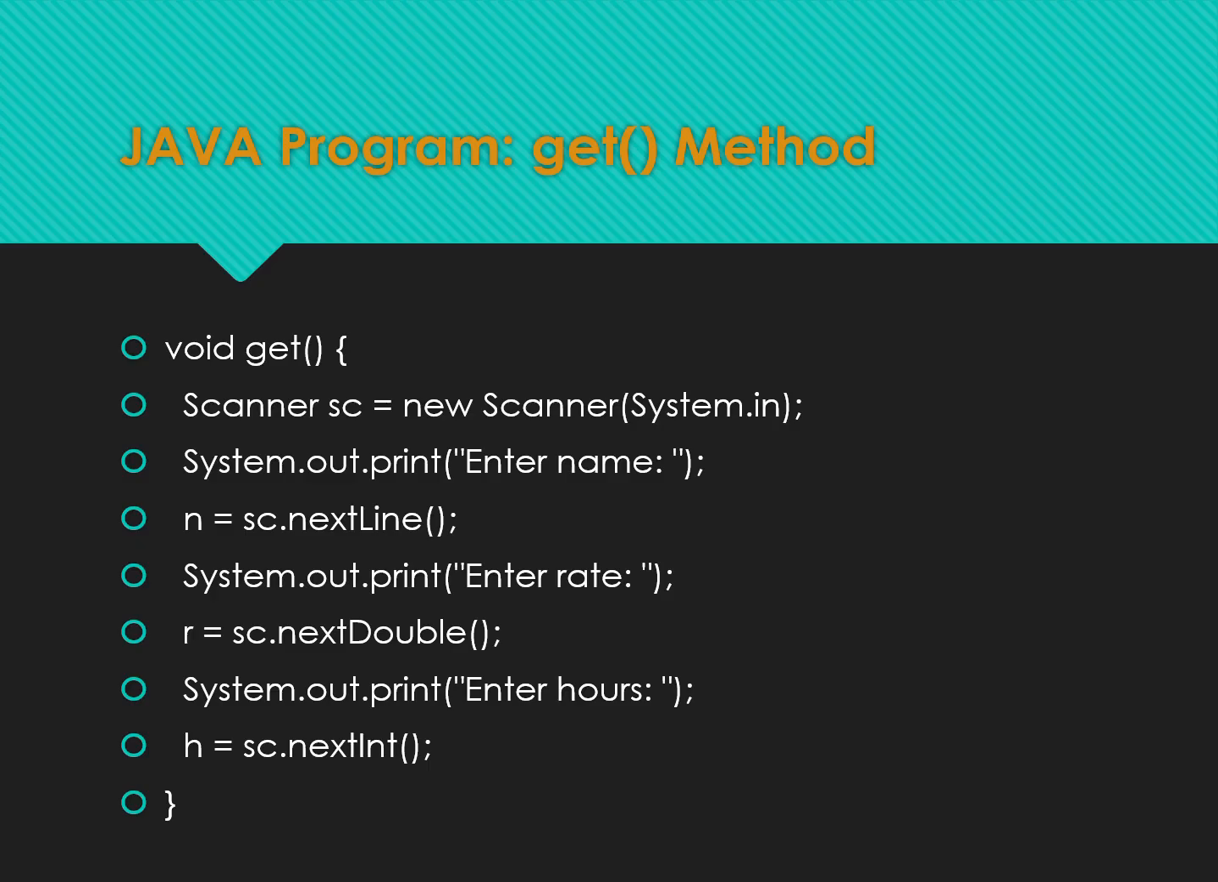Next, we prompt for the hourly rate. Since it's a decimal value, we use sc.nextDouble and store it in the double variable r. Finally, we ask for the number of hours worked in a week. This is an integer input, so we use sc.nextInt and store the value in the integer variable h. This method prepares all the necessary inputs that will be used later to calculate the wage. Also remember, Scanner is part of java.util, so the statement import java.util.Scanner must be placed at the top of the Java program. In summary, the get method is where the program interacts with the user, gathering all the required information to proceed with the computation.